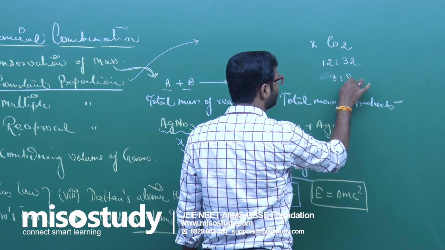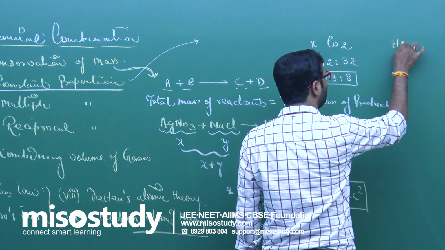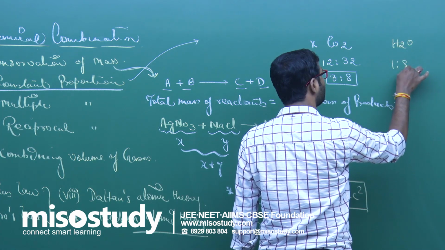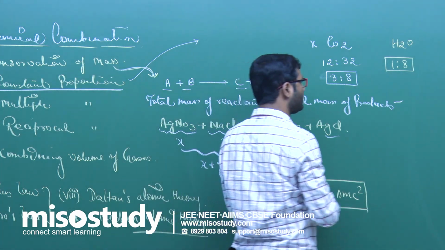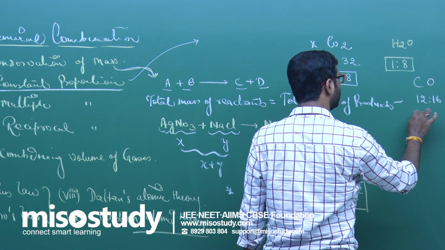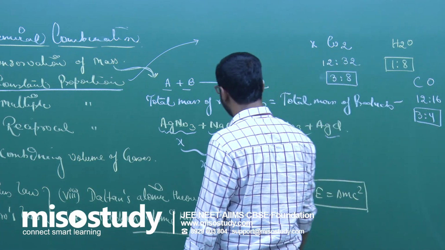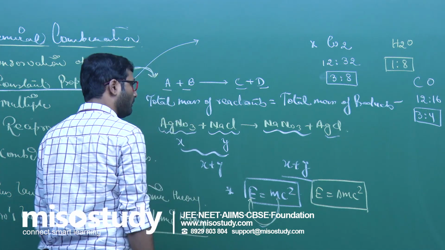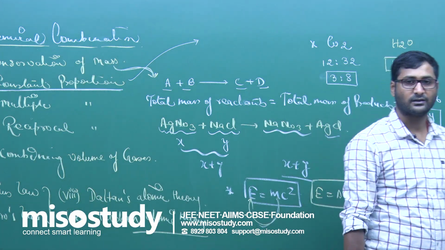Suppose if I take H2O, the ratio will be 1:8. Suppose if I take CO, the ratio will be 12:16, that is 3:4. In a compound, the atoms or elements are always present in a fixed ratio by mass; that is, it does not depend upon the way or the method of preparation.